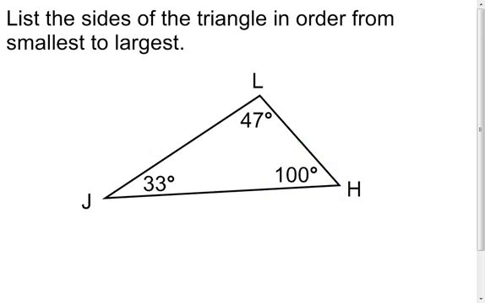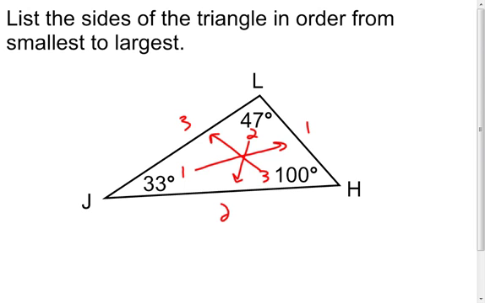Now we have to think about that other theorem that I was looking at, where the biggest angle is opposite the biggest side and the smallest angle is opposite the smallest side. So if I want to go from smallest to largest, I want to find my smallest angle. I'm going to number these. Here's my smallest one, here's my medium one, and here's my biggest one. Now if I go opposite, that's going to have to be my smallest side, my medium side, and my largest side.